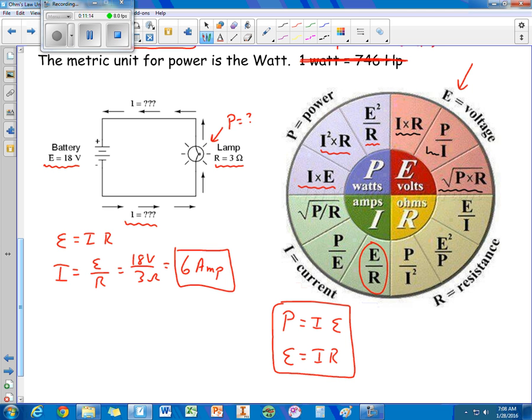Now for the power, if I have EMF and resistance, I could use this equation right here. So the power would equal 18 volts squared divided by 3 ohms. And if we do this, we get 108 watts. So this is a 108 watt light bulb.